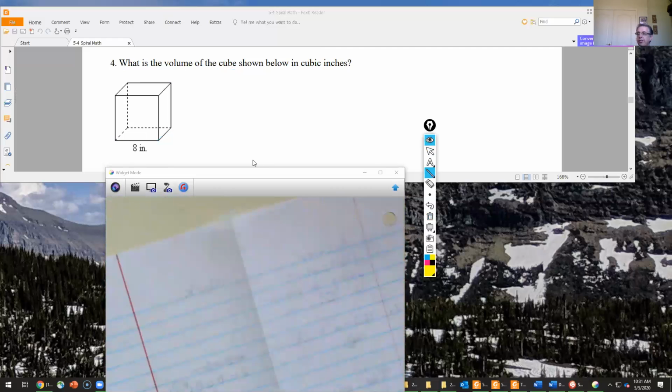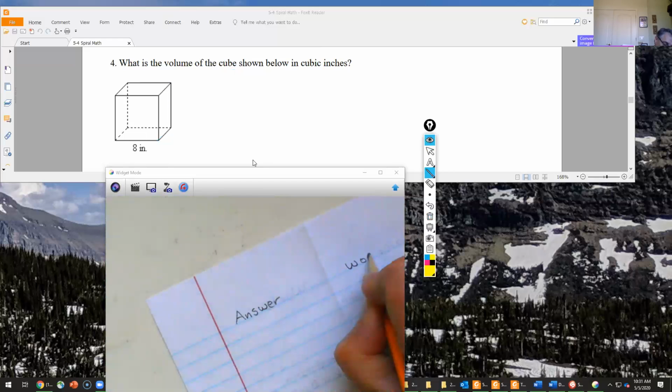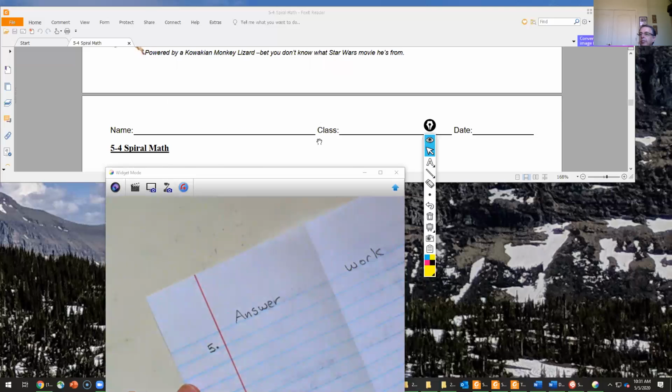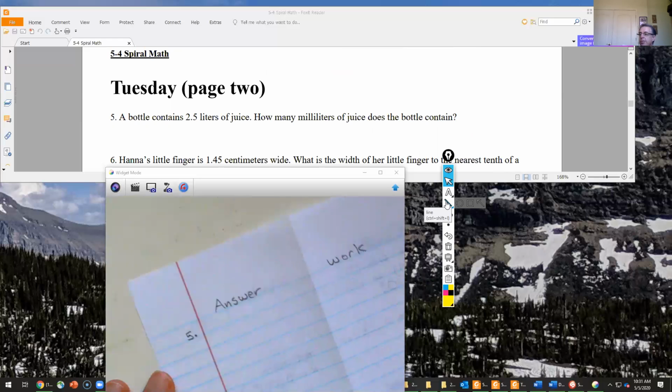I'll turn my page over. And let's take a look at number 5. A bottle of juice contains 2 5/10 liters, or 2.5 liters of juice. How many milliliters of juice does the bottle contain?